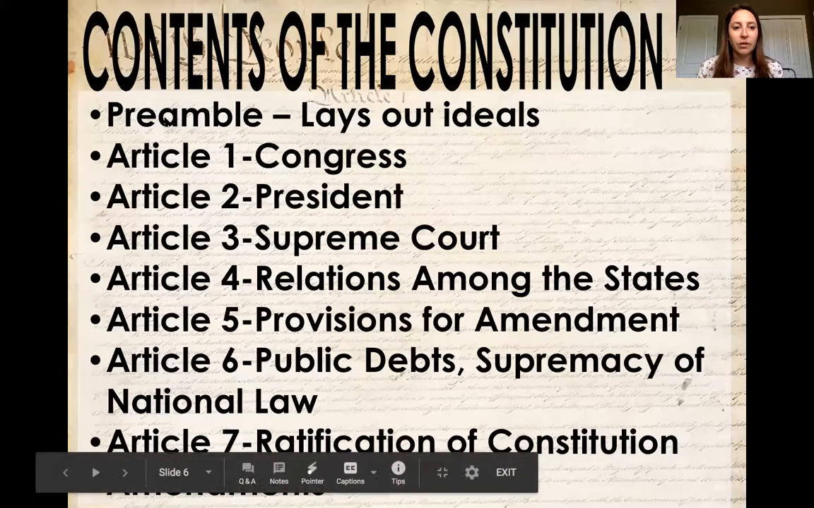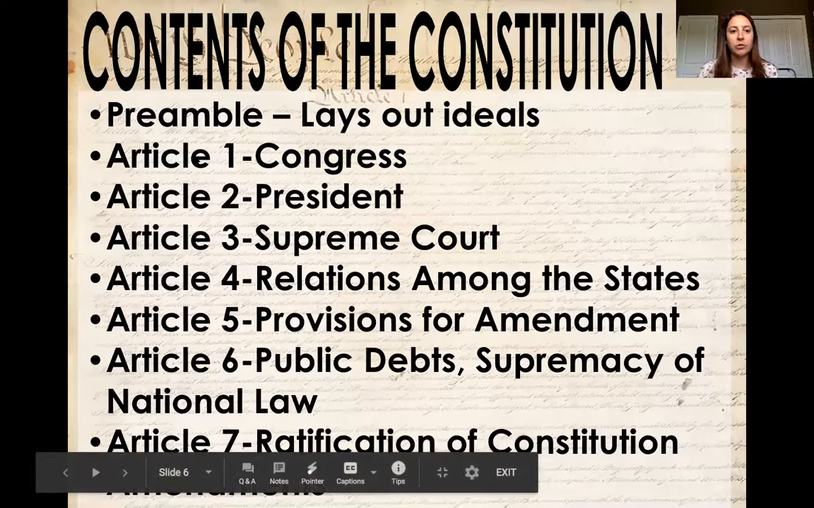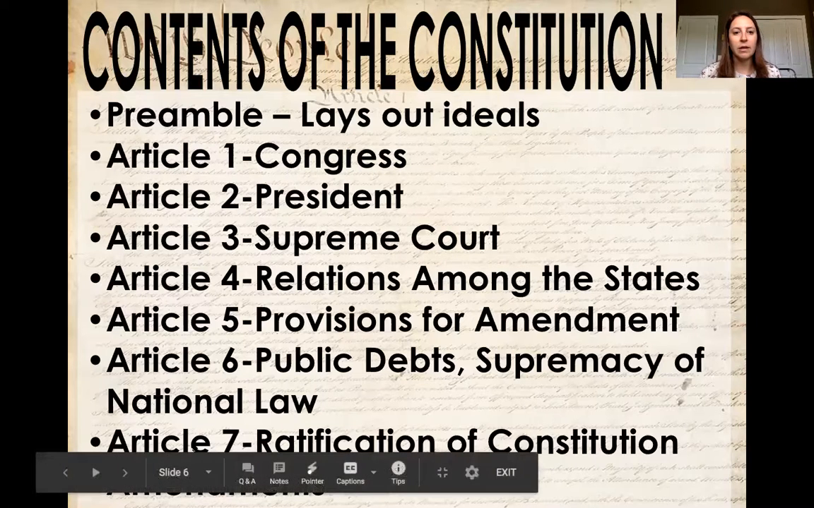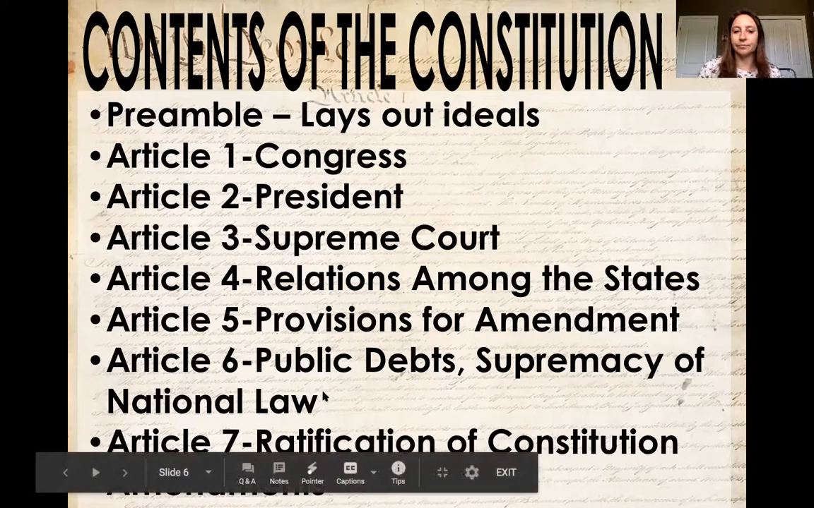Now, this is what specifically is in each of those parts. Again, the preamble, and then here are the articles, or the chapters. These are the things we're going to be looking at as we move on in this unit. We're going to look at them individually so you can have a better understanding of them. So here are the 7 articles. Basically, Article 1 is the legislative branch, Article 2 is the executive branch, and Article 3 is the judicial branch. These are the things that make up those branches. The rest of the articles are more general things.